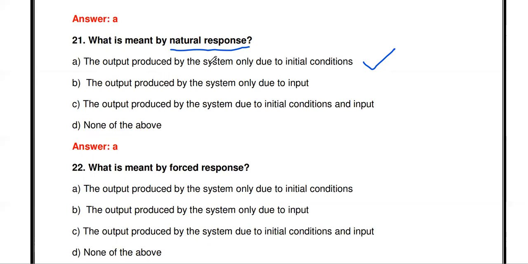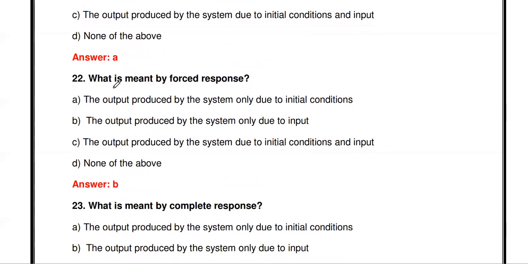The second one, output produced by the system only due to input, is not a natural response. That is a forced response. Then both initial condition and input: this is the total response. These are the three things. So natural response means the output produced by the system only due to initial condition. Due to previous stored data, we will get some output, which is said to be the natural response.